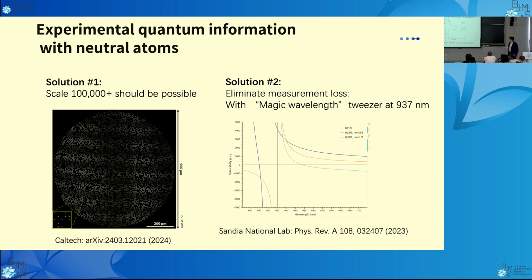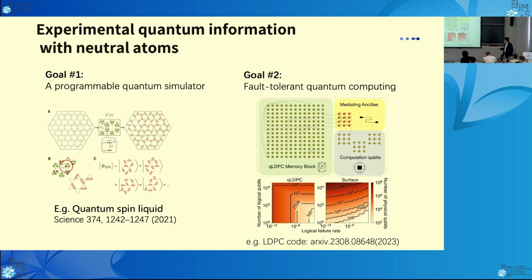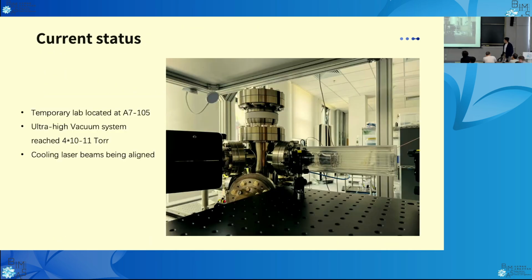That is, there was a paper done by U.S. Sandia National Labs. They can achieve 3 nines of measurement fidelity with only less than 1% atom loss. So that's a factor of 50 better than the Harvard results. So I'm very optimistic that we can build interesting quantum systems that can perform quantum information experiments.